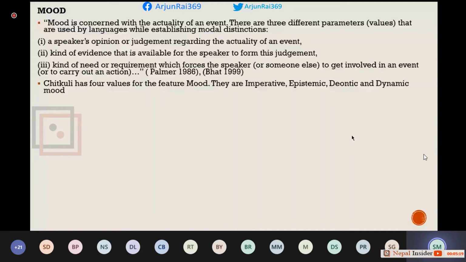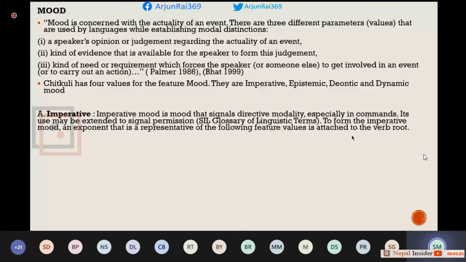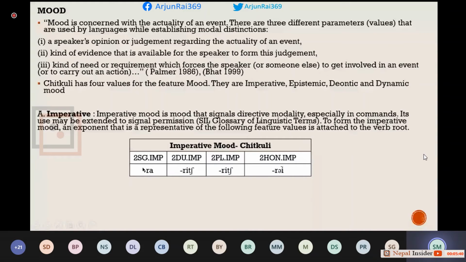Firstly, imperative. Whenever it's a sort of a command, or it requires some action, or if you're signaling permission, not necessarily, but that would be deontic. The imperative is more generally a command per se. So these are the four instances or feature combinations that I found. For second person singular imperative, I have ra. Similarly, for the other combinations, I have le.